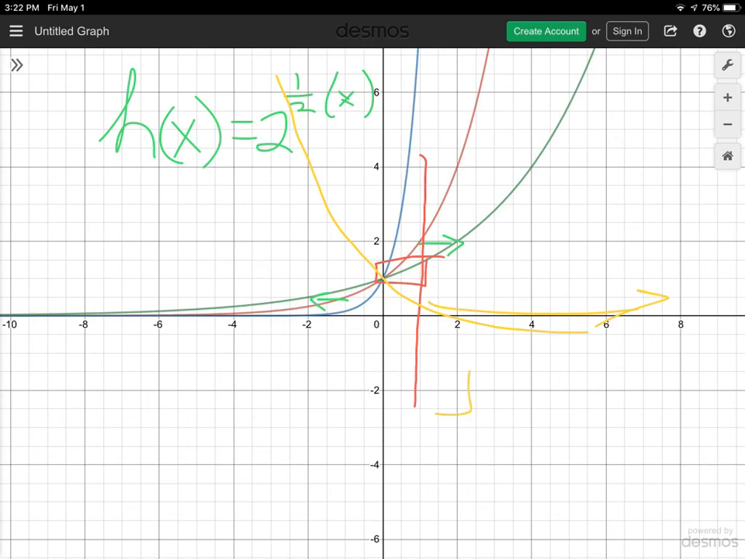So if we were to talk about j at x, we would be looking at 2 raised to the negative x. Okay? Another way of interpreting that is that we have 1 over 2 raised to the power of x by applying our rule for negative exponents. And this is why when we horizontally reflect, we go from having a growth curve to a decay curve. Or if we started with a decay curve, we would reflect and get a growth curve.